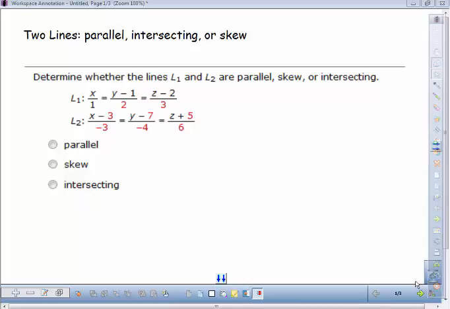Okay? They could be not parallel, yes, and still intersect or not intersect? Not intersect.